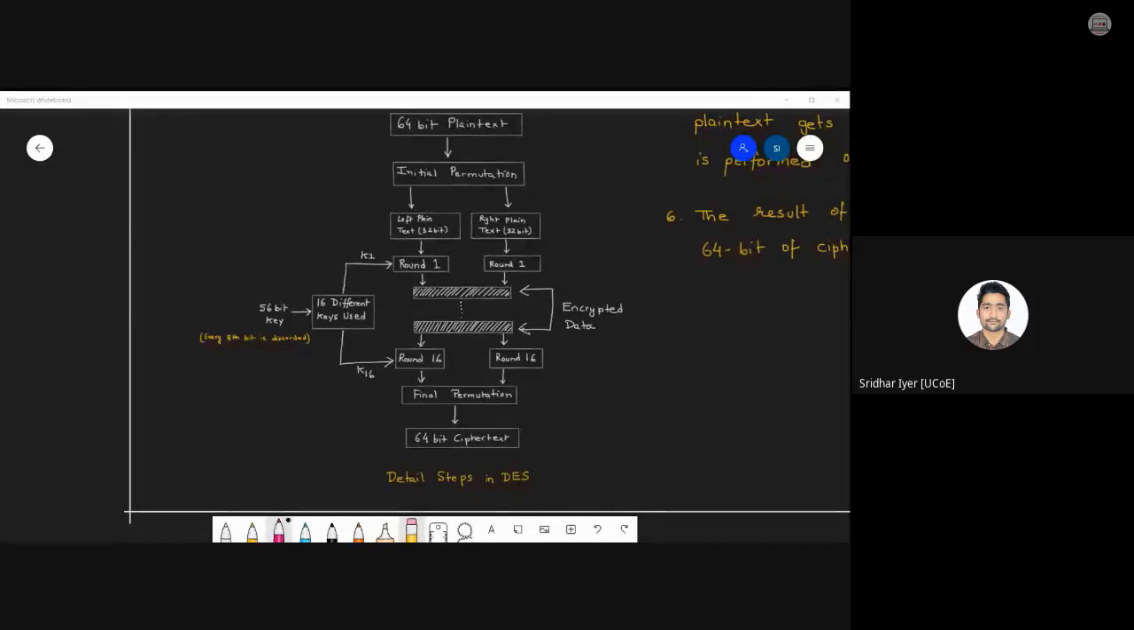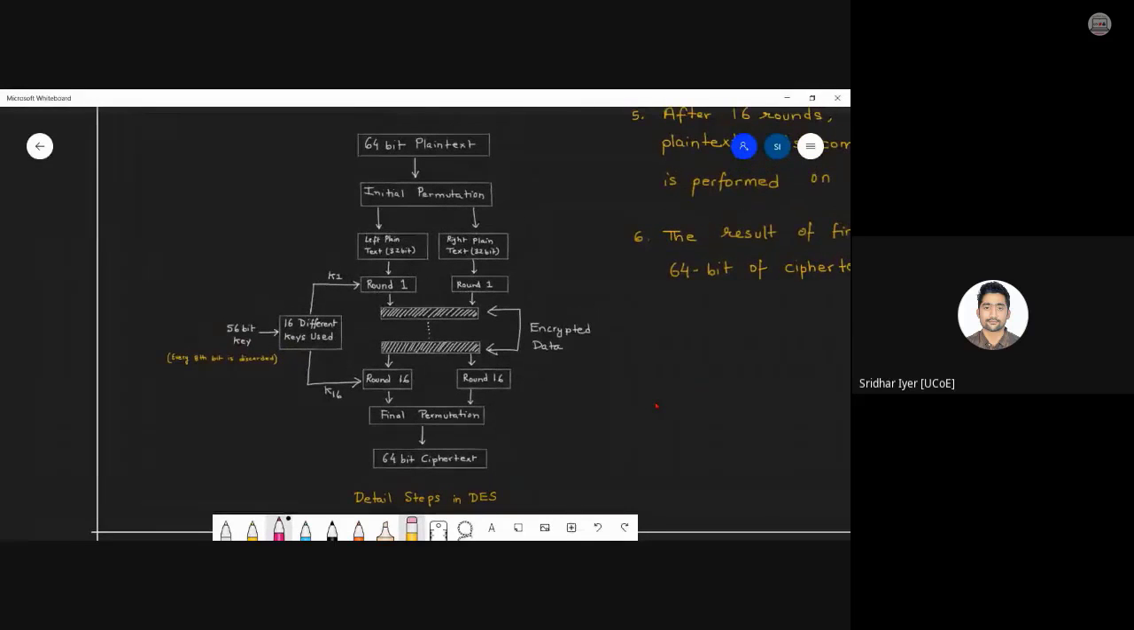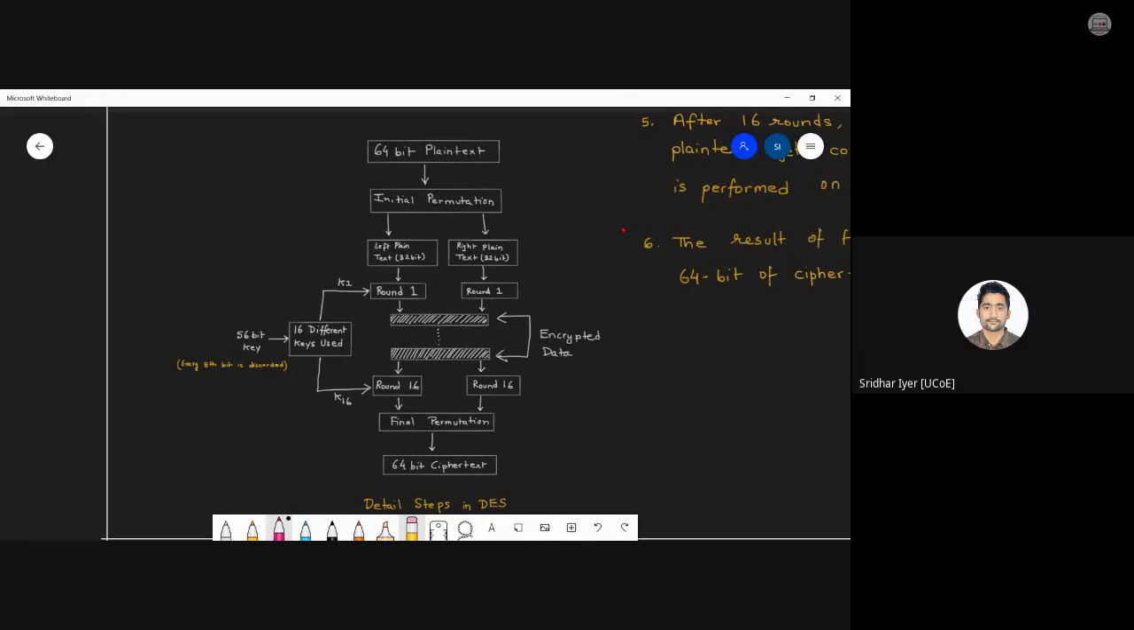Okay, fine. So now what I'm going to show you is the actual diagram of DES, the detailed steps in DES. There is a 64-bit plain text. I'm talking about one of the blocks. You might have 1,000 bits of plain text, and again the same process: divide the 1,000 by 64, and use that many blocks for the encryption. So I'm just talking about a single block over here.